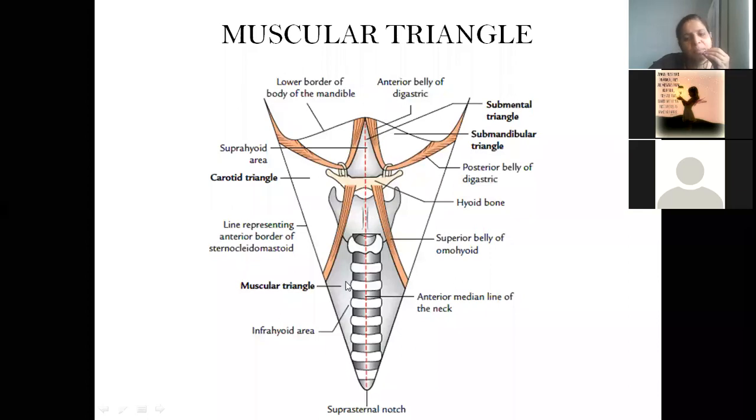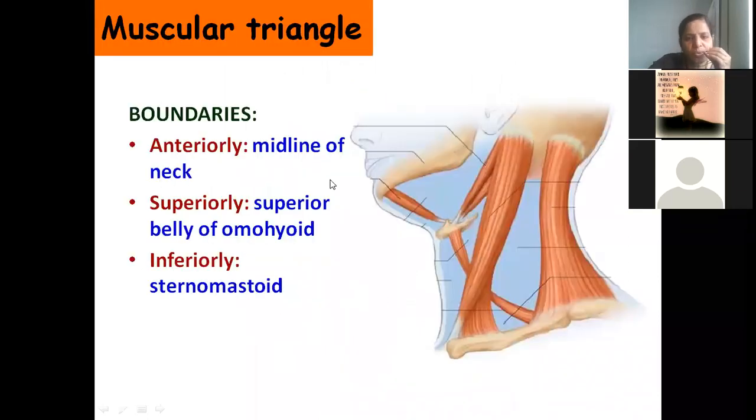So that is the repetition, we have 3.5 triangles. Now we are describing each triangle in detail. Let us start with the muscular triangle. This is where we had those ribbon muscles, strap muscles. The anterior boundary of this muscular triangle is the midline of the neck. Superiorly, we have the superior belly of omohyoid. Inferiorly, we have the sternocleidomastoid. This triangular space where I kept the arrow is the muscular triangle.